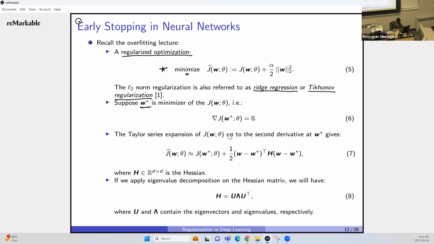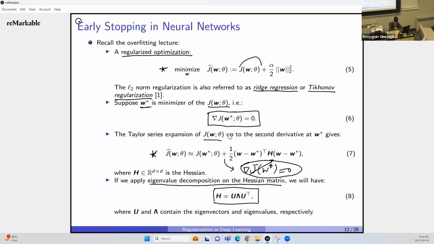So suppose W star is a minimizer of J. Suppose W star is the solution of the non-regularized optimization. The Taylor series expansion of J up to the second derivative at W star is this, right? So here, why don't I have the first term? Because in the lecture of overfitting, we already talked about it. The first term has the gradient of J at W star, and we know that by the first order optimality condition, this is 0. Because at the optimal solution, what do we do in first order optimization? Take the derivative, set it to 0. So the first order derivative at that point is 0, and in this Taylor series expansion I don't have this term anymore. If we apply eigenvalue decomposition on the Hessian matrix, I will have this U delta U transpose.